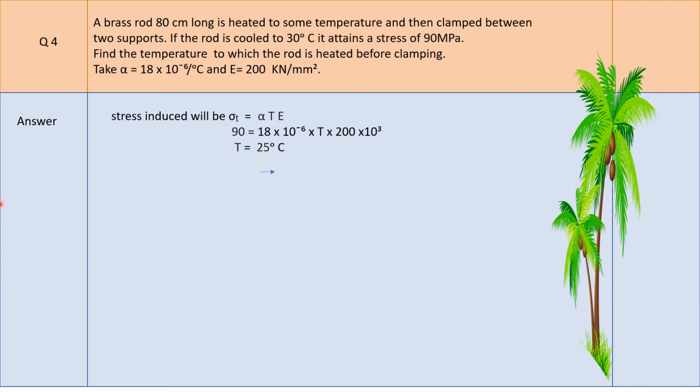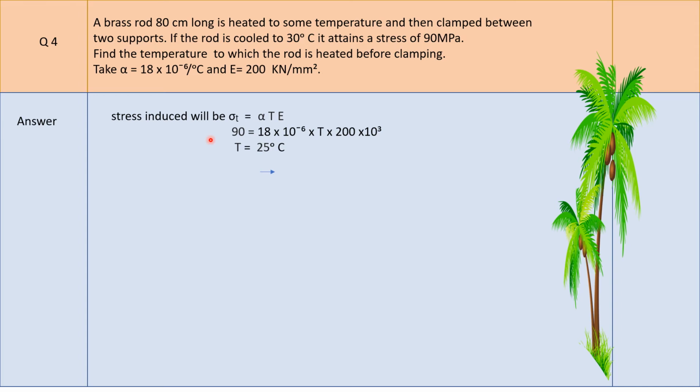So stress induced will be sigma is equal to alpha into delta T into E. Stress given here is 90. Alpha is 18 into 10 raised to minus 6. Delta T we have to find out. E given is 200 kilonewton, that is 200 into 10 raised to 3 Newton per mm square. Now how do you calculate? Start from here, 90. When this 18 into 10 raised to minus 6 goes to this side, it will become divided by, and 200 into 10 raised to 3 will also become divided by.